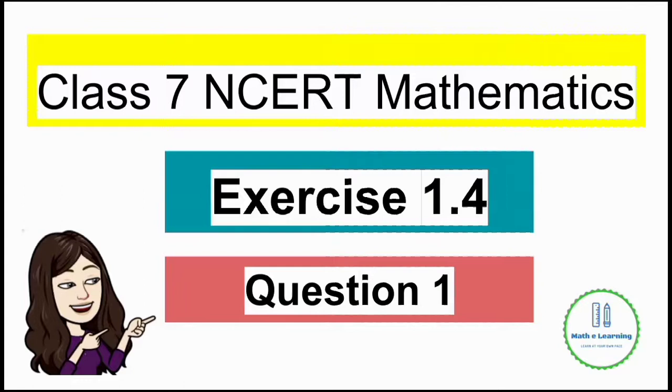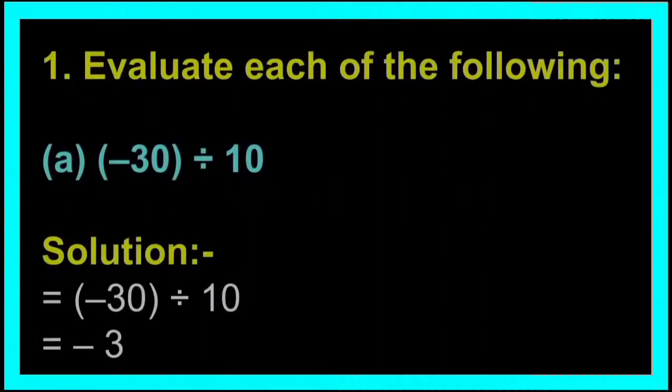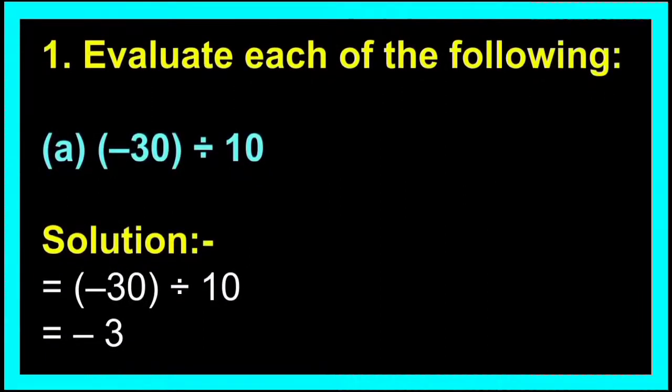In this exercise you will learn about division of integers, and first we learn question number 1. Question number 1 is evaluate each of the following. That means we need to find the value of each of the following. First is minus 30 divided by 10. And first we recall the rules of division of integers.